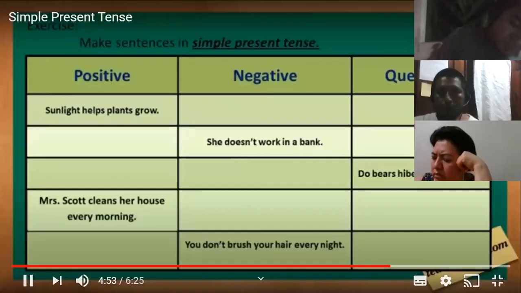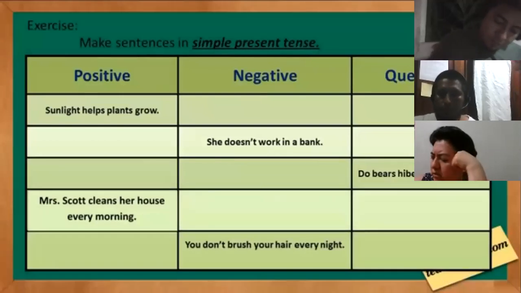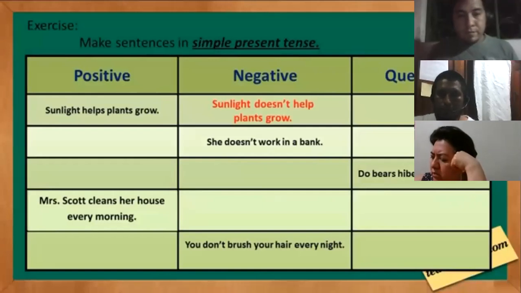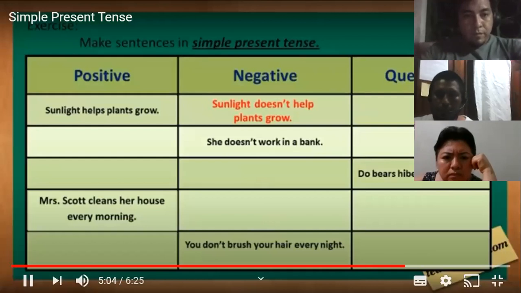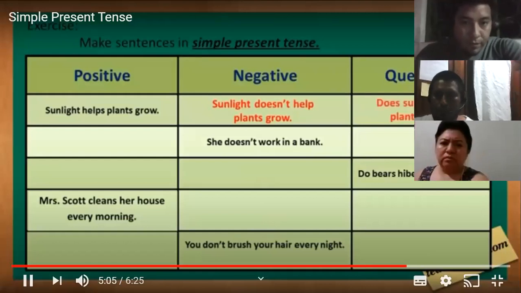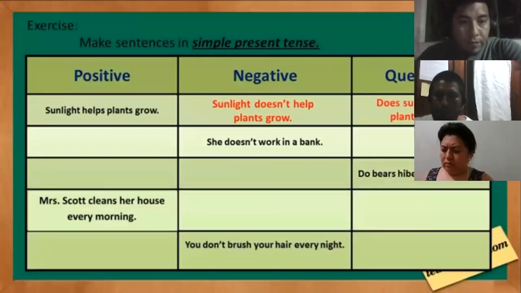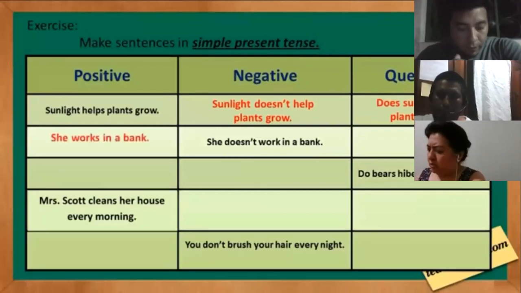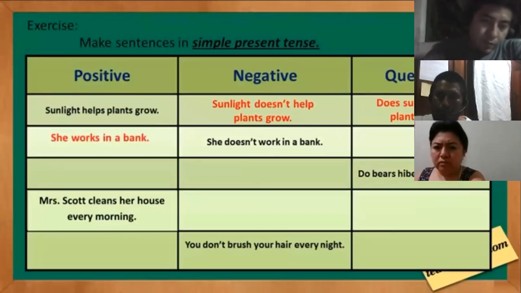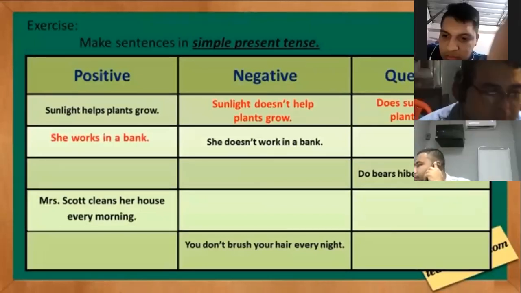Sunlight helps plants grow. The negative sentence should be, sunlight doesn't help plants grow. And for the question, it should be, does sunlight help plants grow? The second one, she doesn't work in a bank. She works in a bank. And the question is, does she work in a bank?